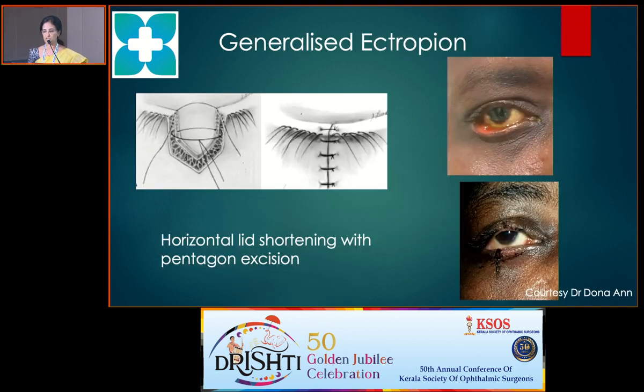So coming to the management of generalized ectropion, if there is horizontal lid lengthening, you can do a pentagon excision. And the size of the pentagon will depend upon the amount of laxity, and you can suture it just like you do a lid tear suturing. Where you put the pentagon is at the most dependent part of the ectropion. And the details of suturing Dr. Indu will be dealing with.